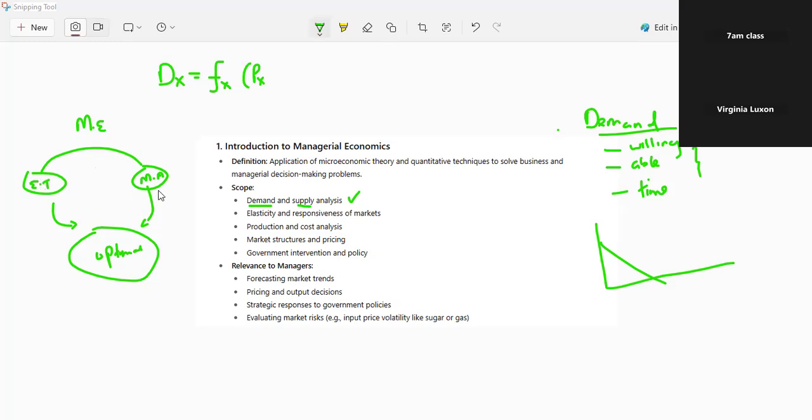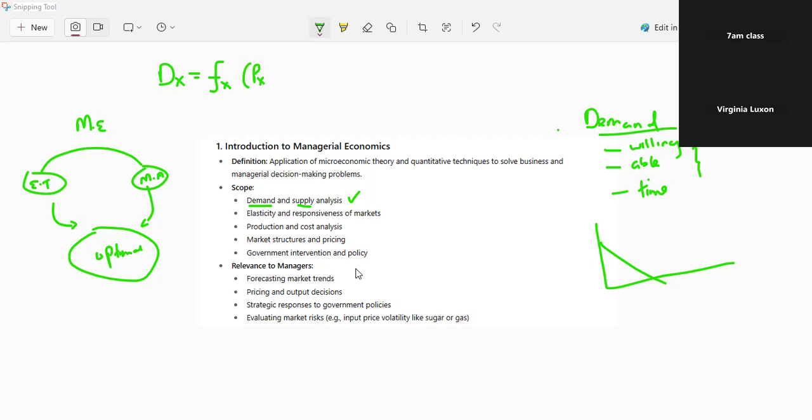Under economic theory, we're going to look at demand analysis, supply analysis, elasticity, production, cost theory, market structures, pricing, and government interventions. So all these fall under the economic theory.